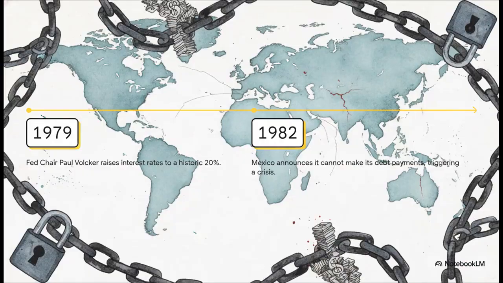To fight runaway inflation back in the U.S., Volcker did something almost unthinkable. He hiked interest rates to an unprecedented 20%. Now, this did crush inflation at home, but it absolutely crippled developing nations who had taken out those cheap dollar-based loans. All of a sudden, their payments went through the roof. And in 1982, Mexico announced it was about to default, a move that would have vaporized major American banks.